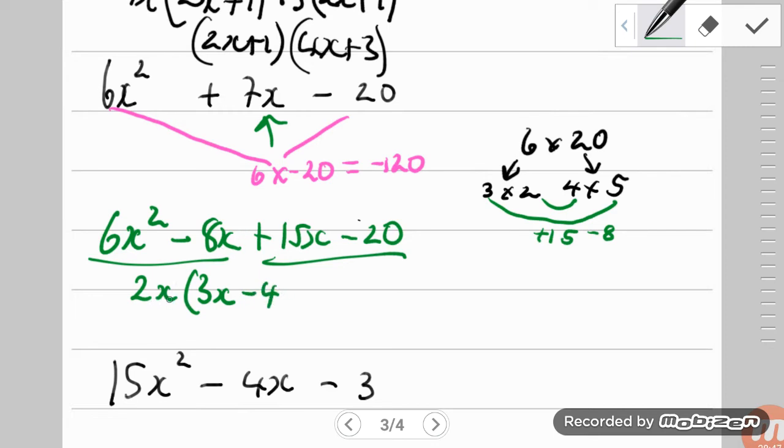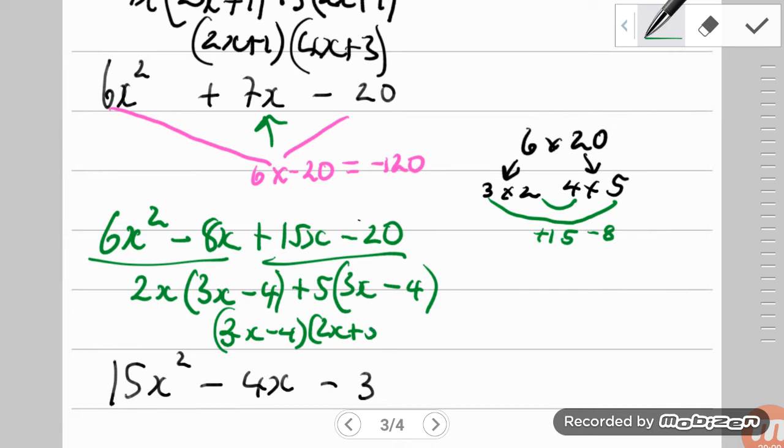X divides into x, cancels, or it goes 1 time. Common factor here is going to be 5. And you can see that 5 into 15 goes 3 times, leaving the x, and positive into negative is a negative. 5 into 20, 4. So clearly our answer is going to be 3x take 4, and then we're going to have 2x plus 5. Absolutely brilliant.